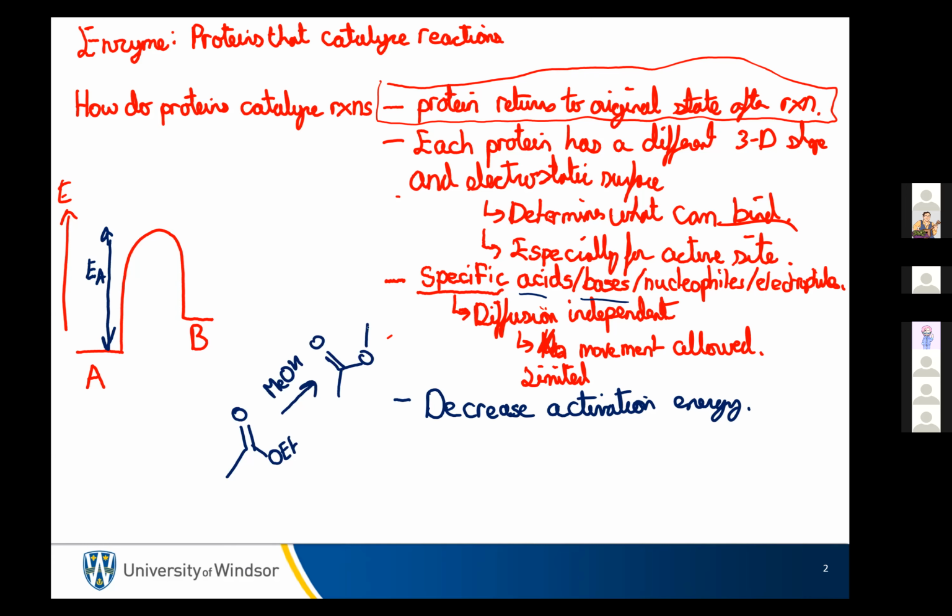Acids usually protonate certain material. Yeah, you protonate the certain material. What does that do to the activation energy? So here we have two things. We have the energy of A and we have the energy of the transition state. Protonating affects, what do we normally do when we add acid, do we raise the energy of the starting material or do we lower the energy of the transition state?